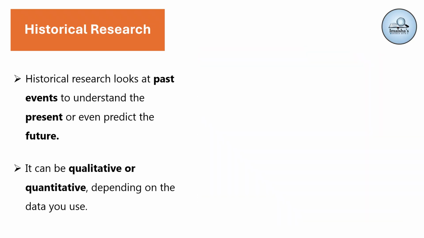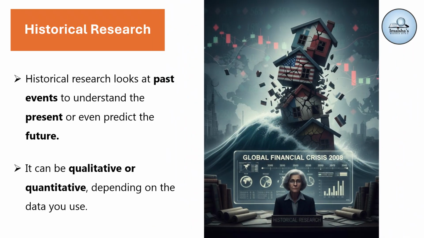Historical research. Historical research looks at past events to understand the present or even predict the future. It can be qualitative or quantitative depending on the data you use. For example, if you study how housing markets across different countries were affected by the 2008 global financial crisis, that's historical research. You might use old reports, newspapers, or government records to collect your data. That type of research helps us learn from the past and make smarter decisions for the future.